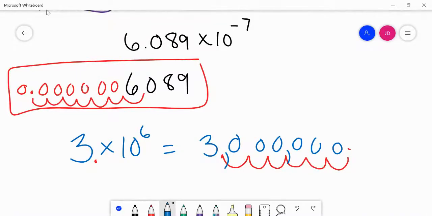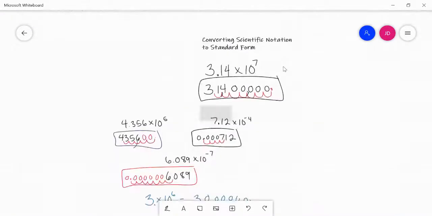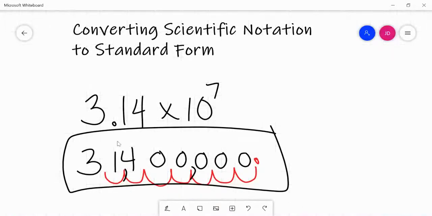So again, back to what we covered at the beginning, a number in scientific notation has 3 parts. You have the number out in front times a power of 10. The exponent tells you how many spots you move the decimal. If it's positive, you go right. If it's negative, you go left.